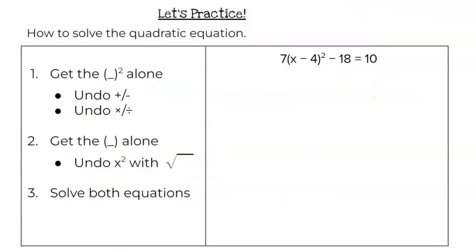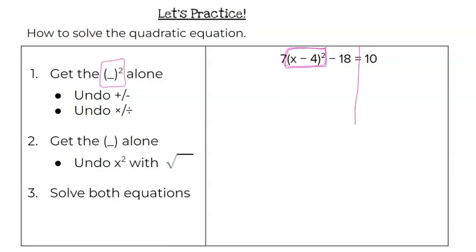All right, so we're going to continue to solve quadratic equations. However, this time it's going to look a little bit different, but we are still going to use the same basic steps that we used in our first lesson. So now instead of getting the x squared alone, we're going to get the parentheses squared alone. So if we look at our equation, we have 7 times the quantity x minus 4 squared minus 18 equals 10. So our goal is still to get the piece that's squared all by itself.